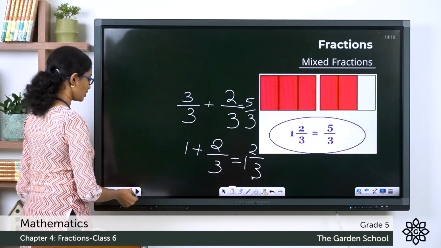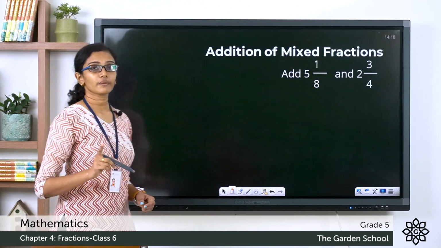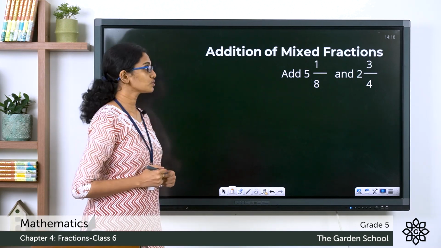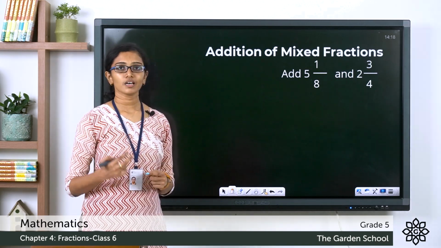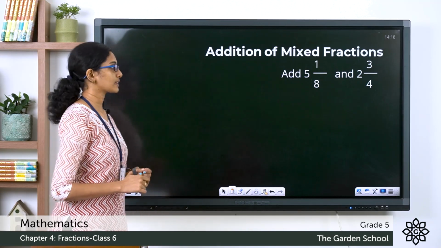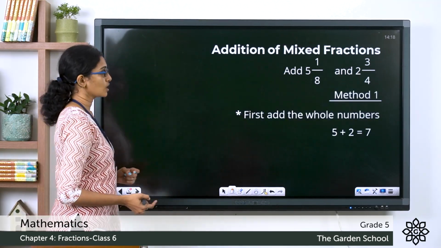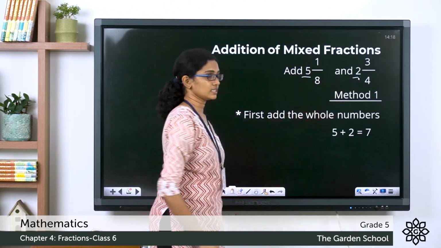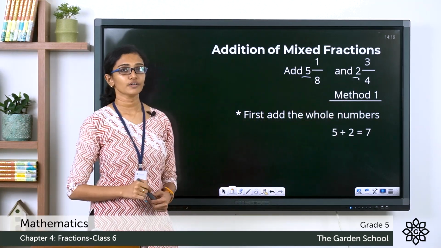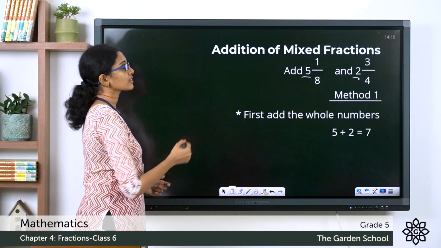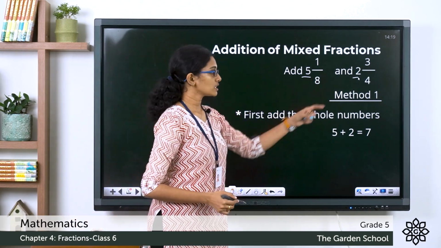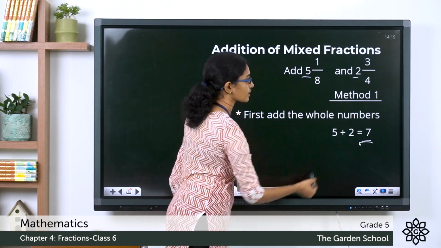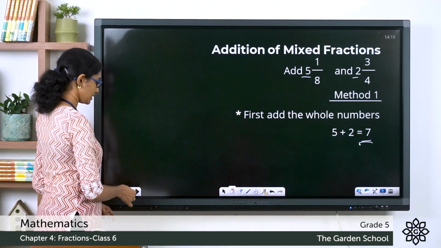Hope this is clear to you. Now we'll see one question. Add 5 1/8 and 2 3/4. We can do this in two methods. In the first method, we first add the whole numbers of the given fractions and then add the fractional parts. Adding the whole numbers of both these fractions gives you 5 plus 2, 7. So there we have the whole number part.